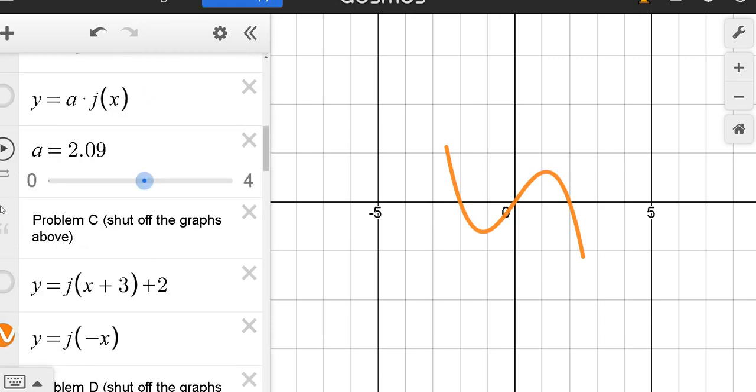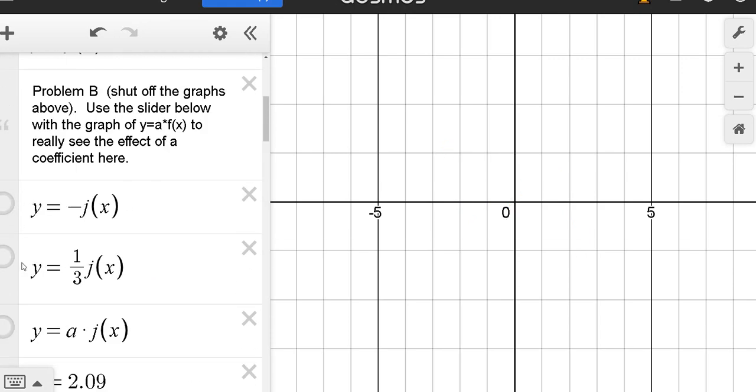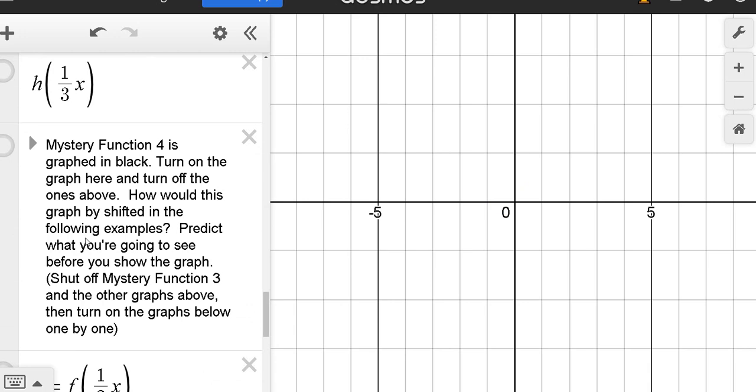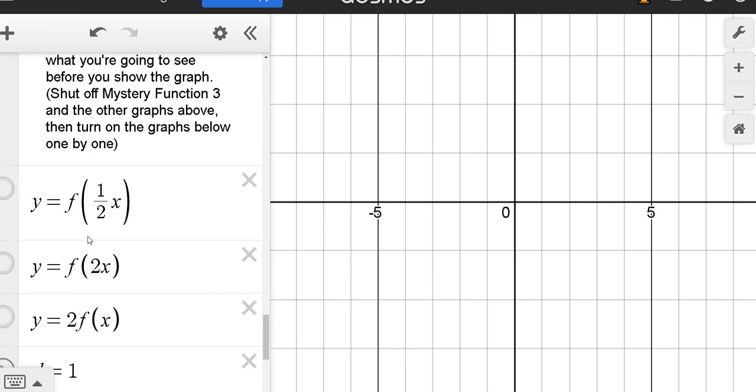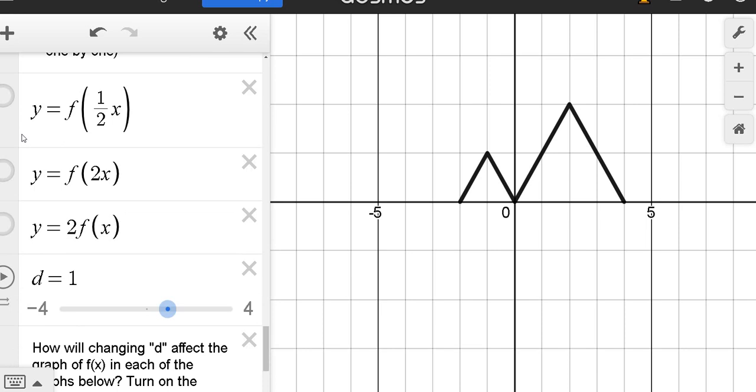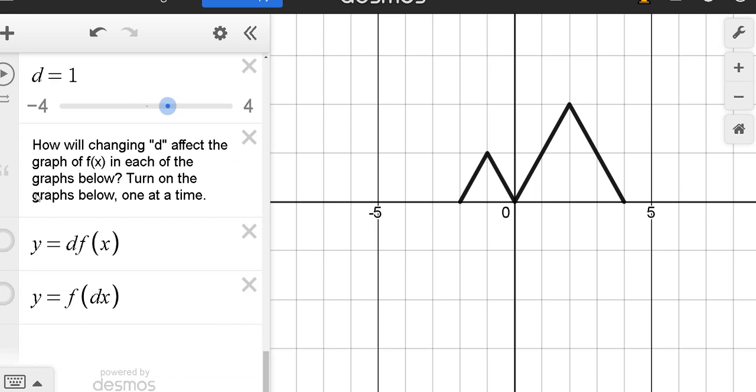Let's get rid of this one. And there we go. So coming down to here for our last mystery function, the fourth one, a couple things can happen. Let's see, we'll play with them this way. So we'll start out with D equals 1.